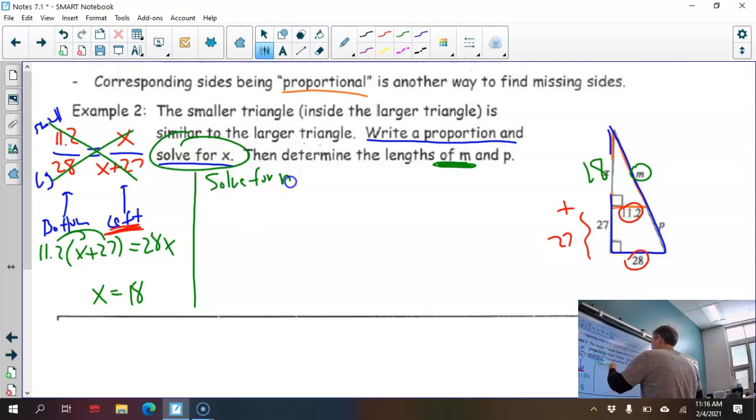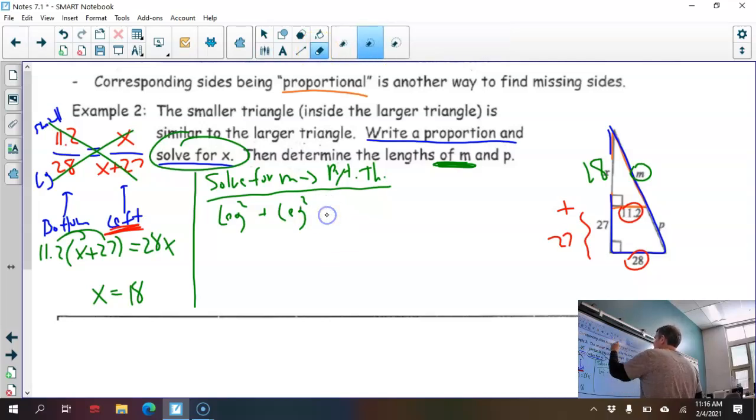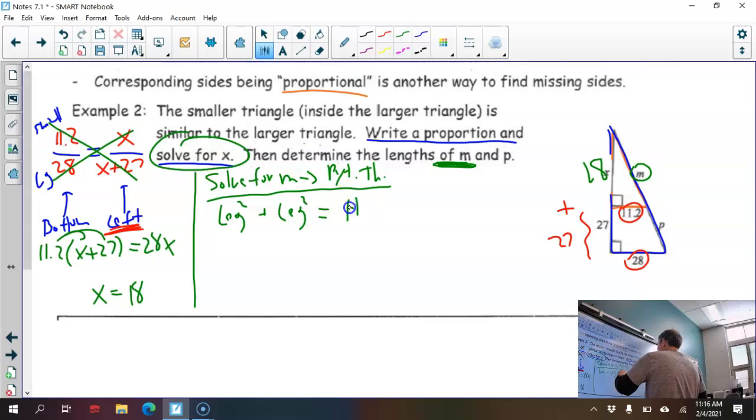Solve for m, and we are going to use the Pythagorean theorem. Do you remember the Pythagorean theorem? In a right triangle, leg squared plus leg squared equals hypotenuse squared. Or in this one, that would be 18 squared plus 11.2 squared equals m squared.